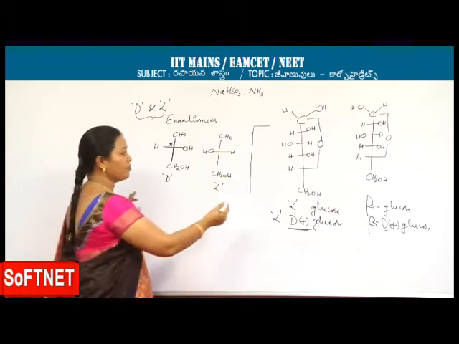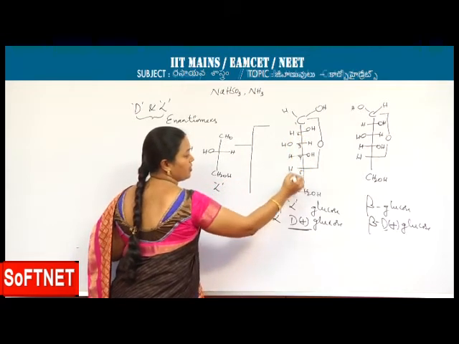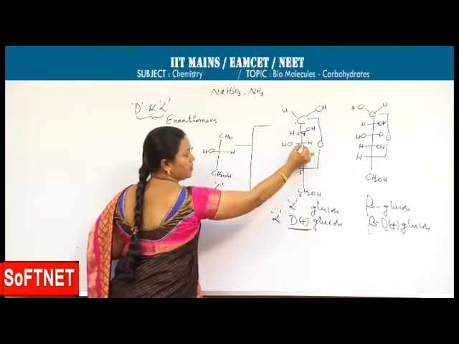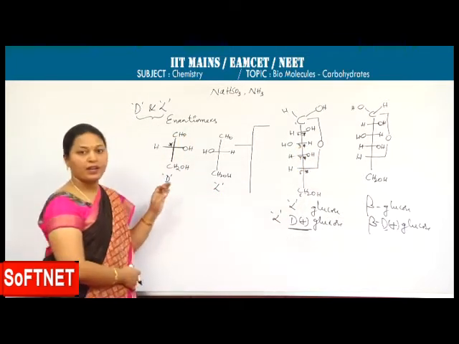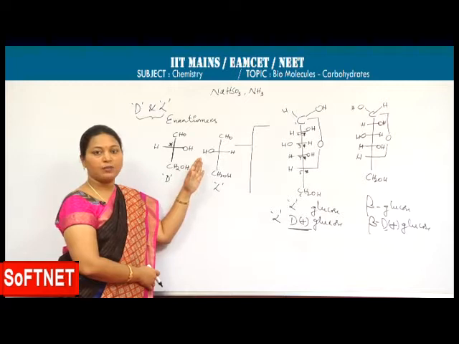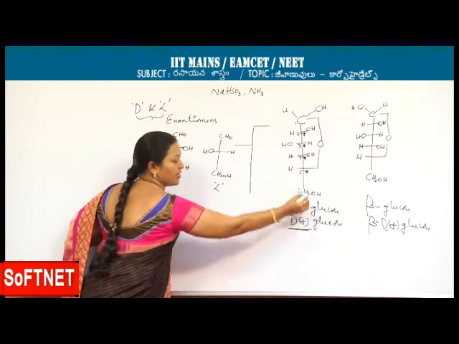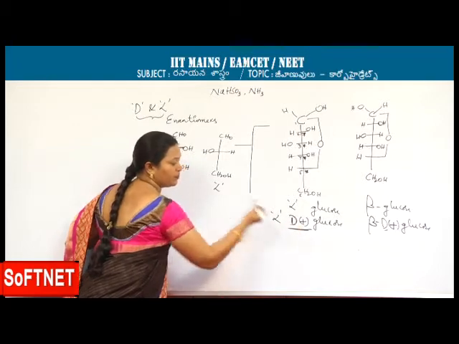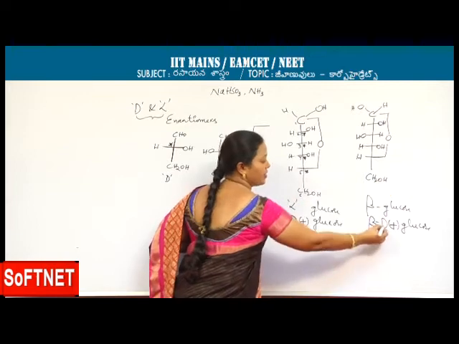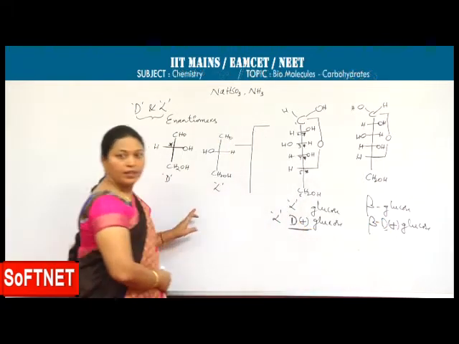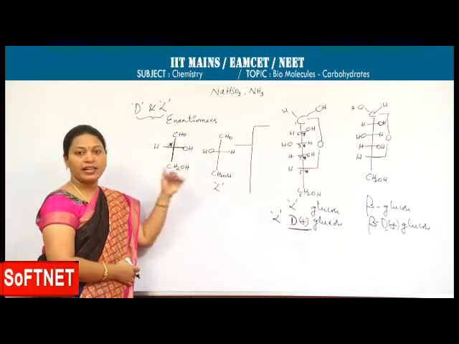The same thing we can observe here: C1, C2, C3, C4, C5, C6. In these, C2 to C5, 4 asymmetric carbons are here. The highest numbered asymmetric carbon with OH on the right side, further, here it is D form. Same as here, the highest numbered OH on the right side, so it is D form. If it has the highest numbered OH on the left side, then we call it L form.